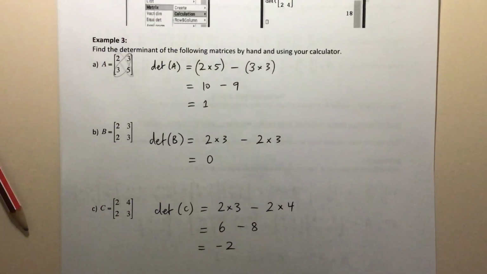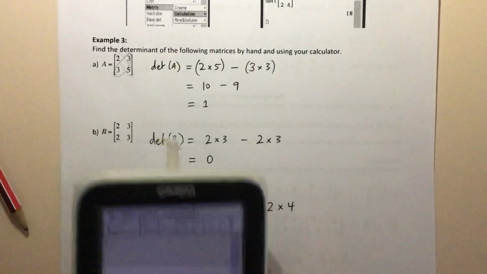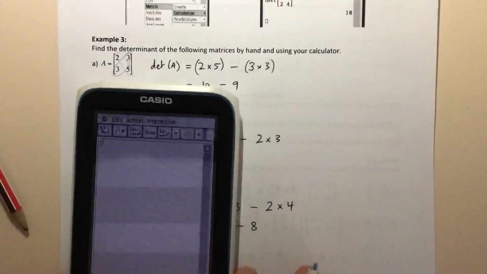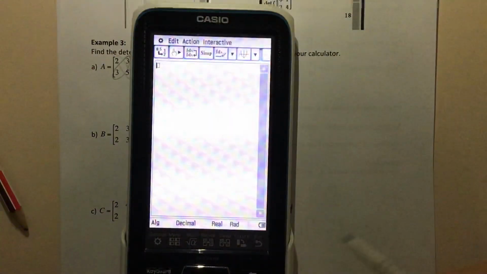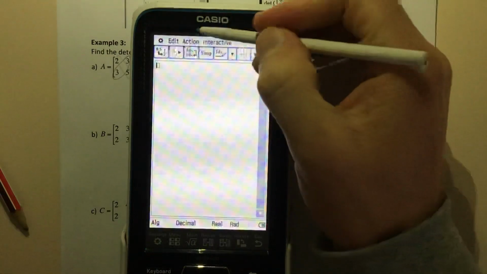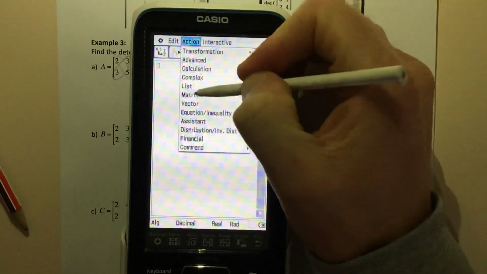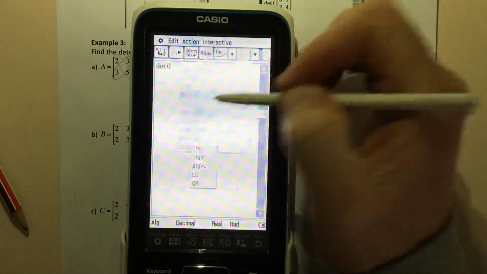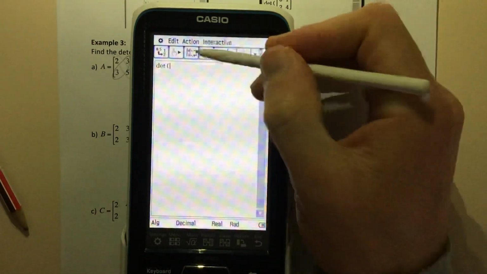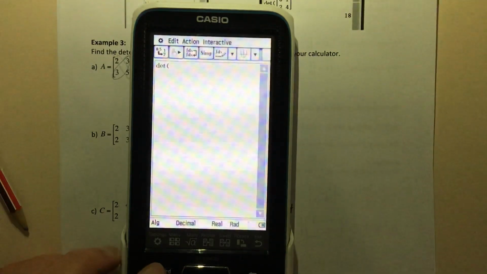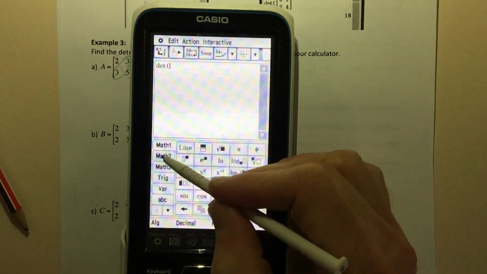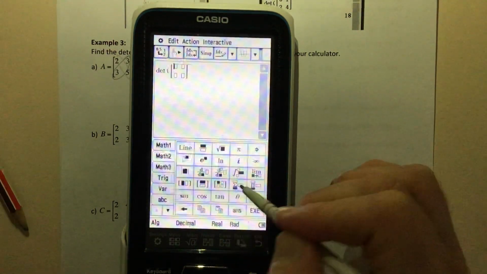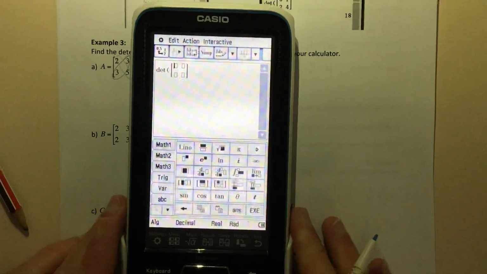All right, the question did also tell us to do it on the calculator as well, so just to run through that really quickly. So hopefully you can see my calculator there nice and clearly. So it's action, matrix, calculation, and then DET. All right, so thankfully they're all pretty straightforward to follow, and then we just need to remember how to input a matrix. So keyboard math 2, it's a 2 by 2 matrix that we're putting in for these questions.